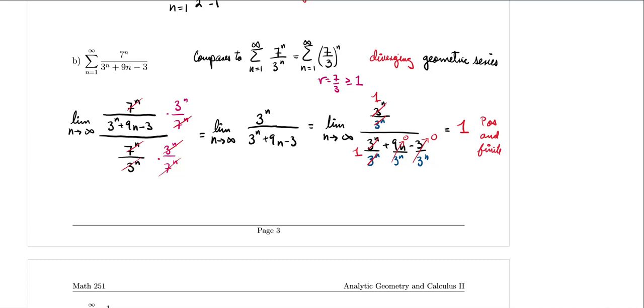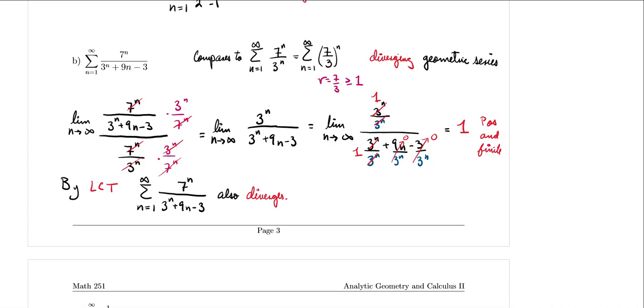Okay, so now, by the limit comparison test, since our comparison series, the 7 to the n over 3 to the n, was diverging, then our original series will also be diverging. Okay, and there we go. That's it for this problem.